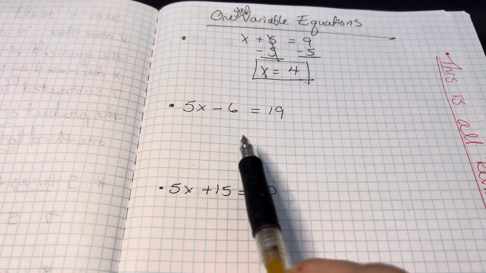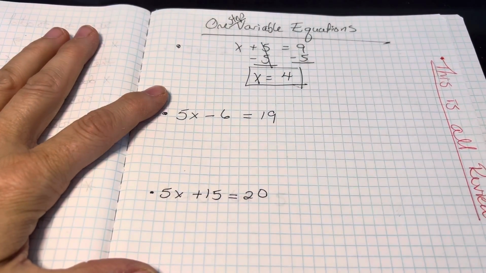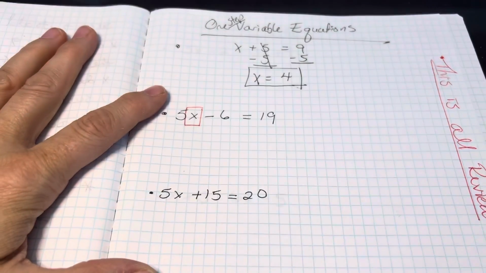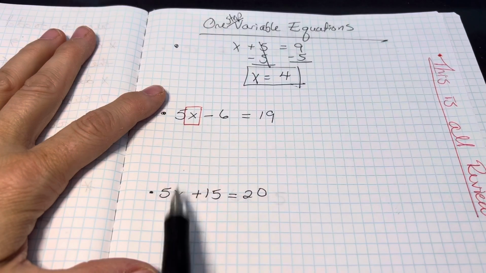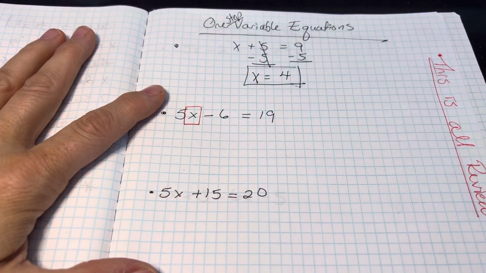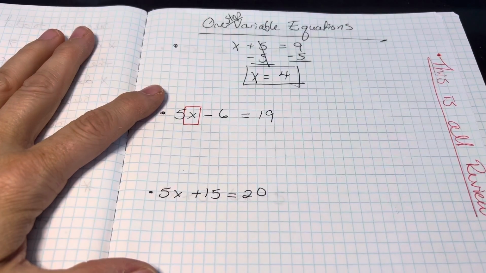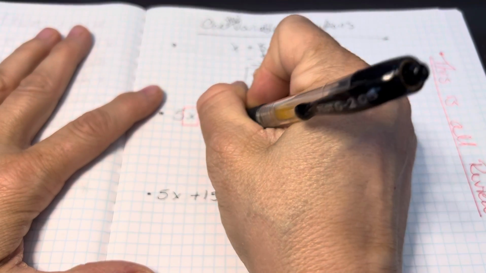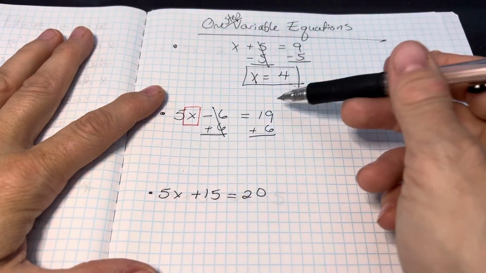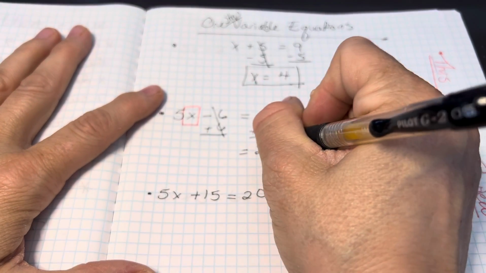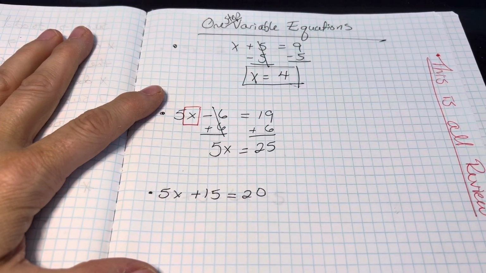So looking at this equation here, the first thing I want to do in order to isolate my variable, because that's what we're doing, we've got to get our x alone, is get rid of this -6. I need to move it to the other side of my equal sign. Since it subtracts 6 here, I'm going to do the inverse operation, which means I'm going to add 6 to both sides. This becomes 0. 19 plus 6 is 25. So I end up with 5x equaling 25.